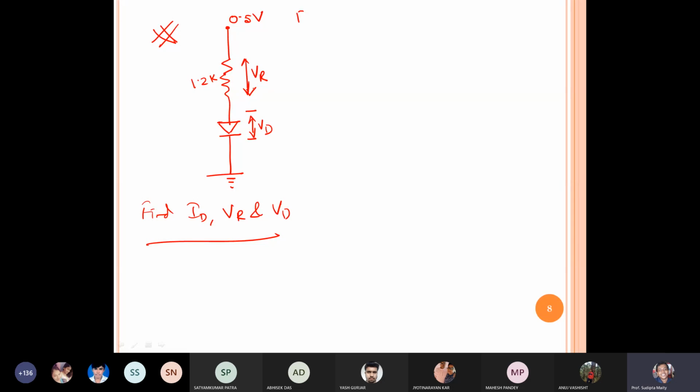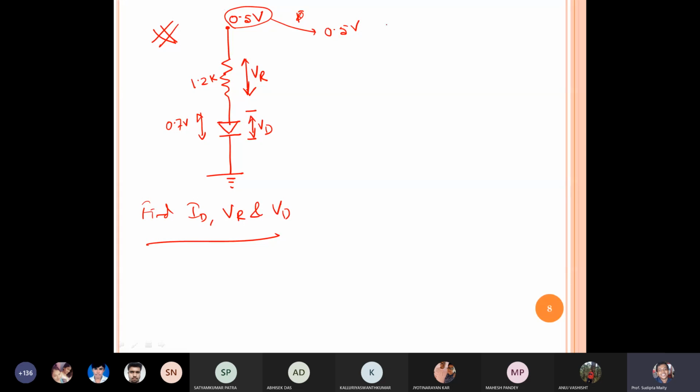Sir, finding ID. Okay, now just focus. What is the voltage here? What is the applied voltage? It is 0.5 volt. If the diode should be in on condition, then the potential difference here should be 0.7 volt. But here it is less than 0.5 volt, that means less than 0.7 volt.